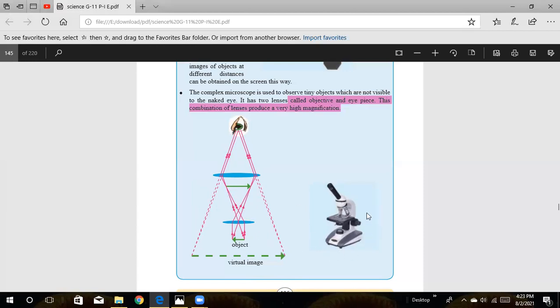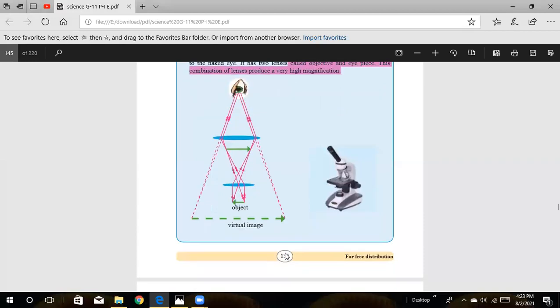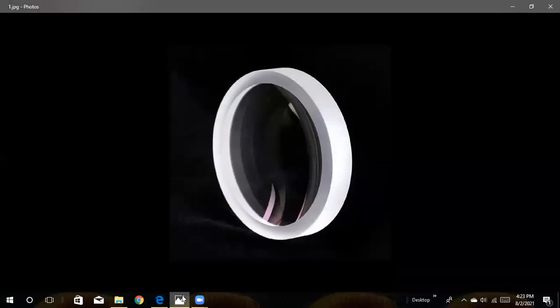This is the real microscope. Here this one is the objective lens, and here the eyepiece lens. Right? We can see very high magnification. Right? Then we will see some photographs here. What is this one? Concave lens. Concave lens.